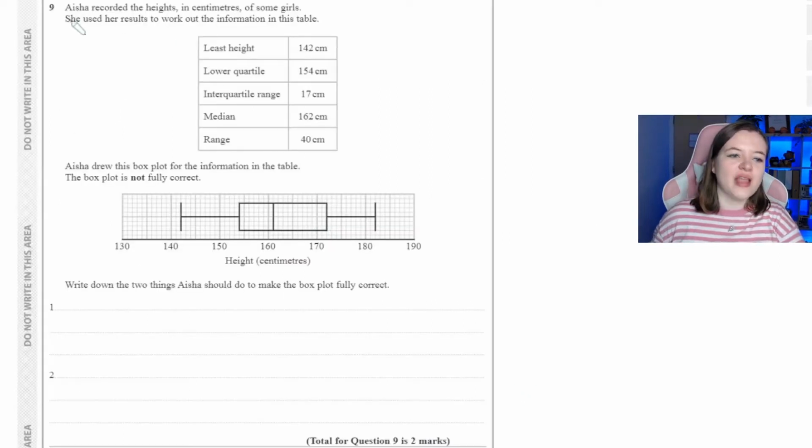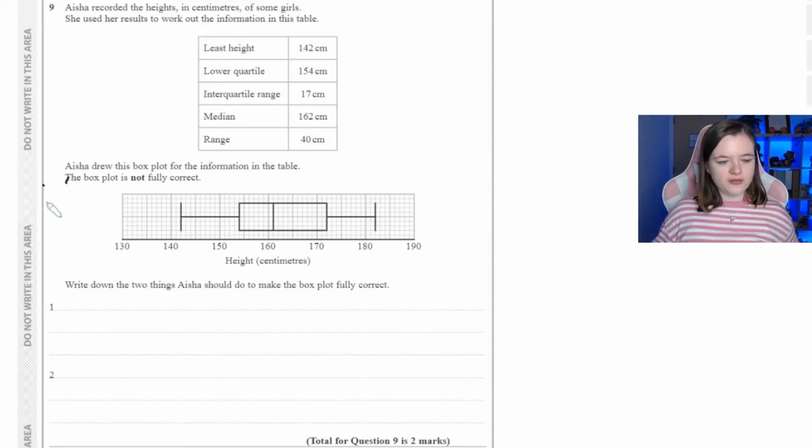Question 9. Aisha recorded the heights in centimetres of some girls. She used her results to work out the information in this table. Aisha drew this box plot for the information in the table. The box plot is not fully correct. Write down 2 things Aisha should do to make the box plot fully correct. So, first thing you should always check is, are all these numbers plotted correctly? That's going to be at least one of the reasons why it's wrong, always.